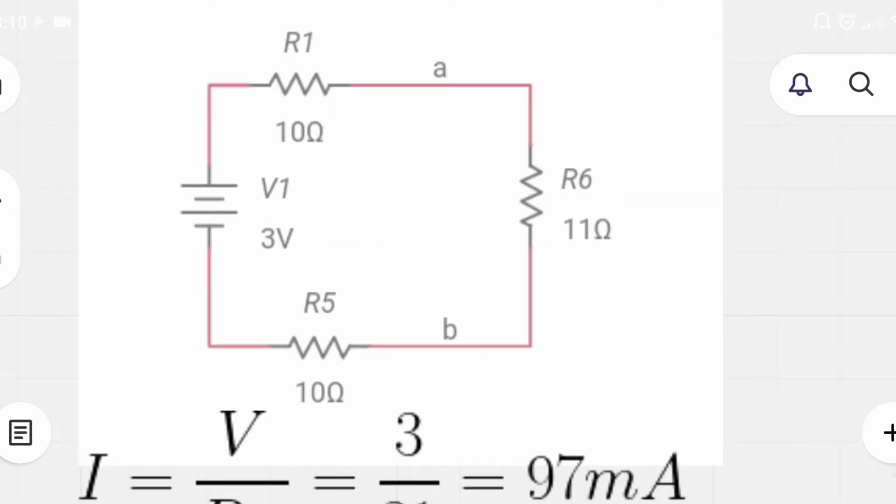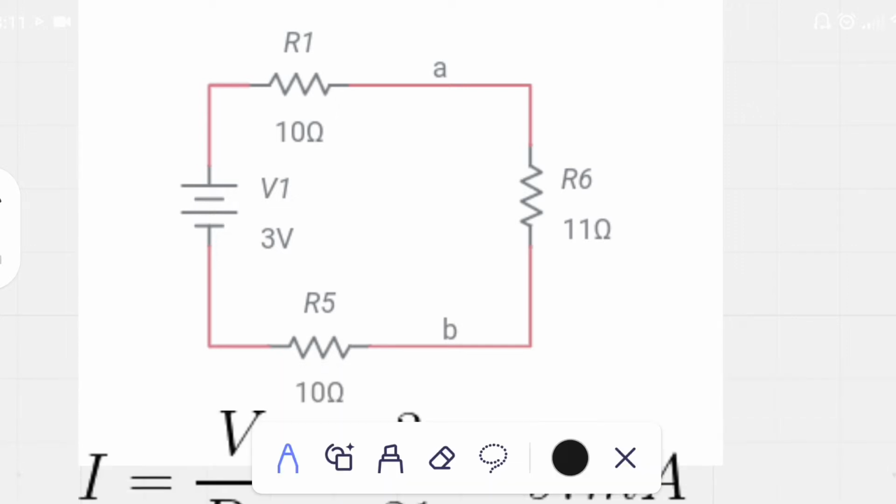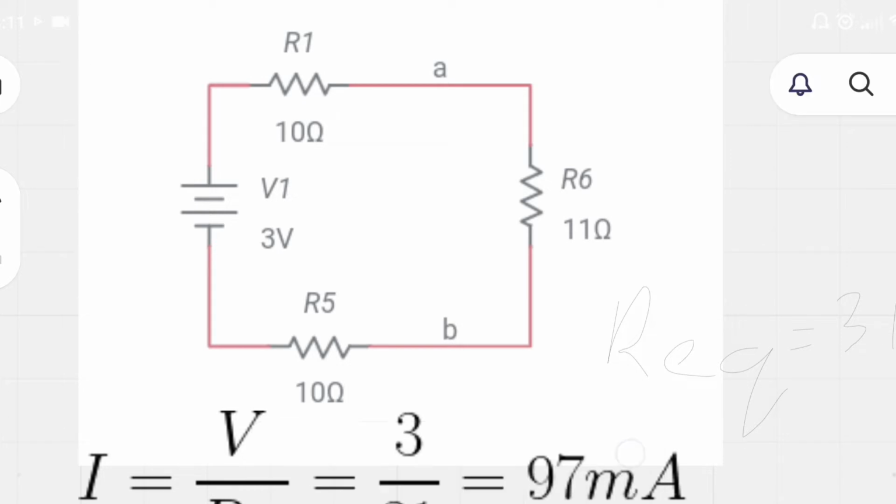It is a simple series circuit and their equivalent resistance is very easy to calculate, R1 plus R6 plus R5, and R equivalent is equal to 31 ohms. It is simple to solve. This is 31 ohms. Now I have calculated the equivalent resistance.